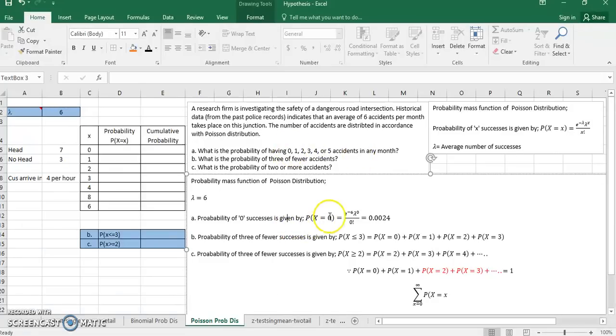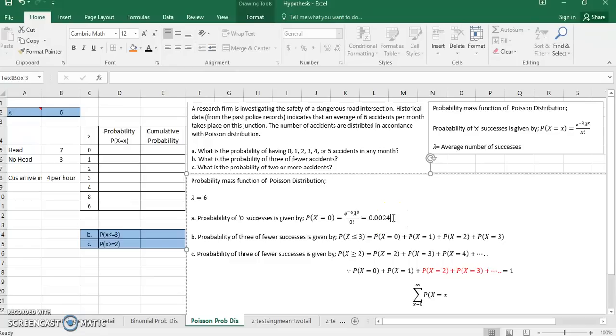So for 0 successes I have calculated. The same way it can be calculated for 1, 2, 3, 4, 5. So P of x is equal to 0, small x is 0 in this case, and I have replaced all the values in the formula, e raised to the power minus 6, lambda raised to the power 0, divided by 0 factorial. That gives me 0.0024.